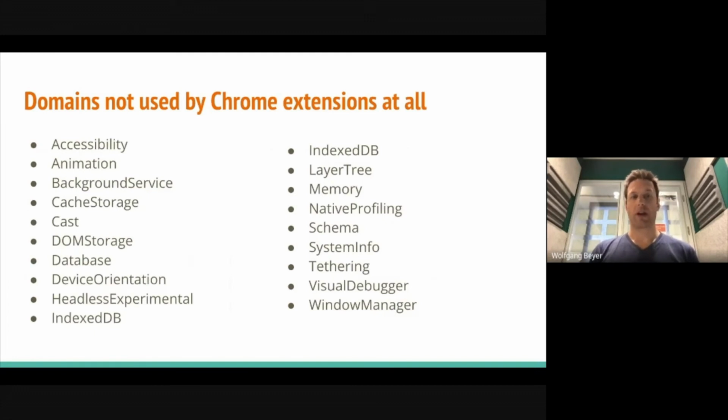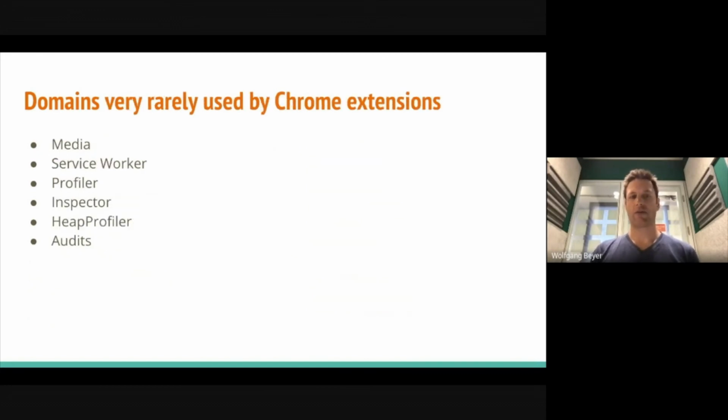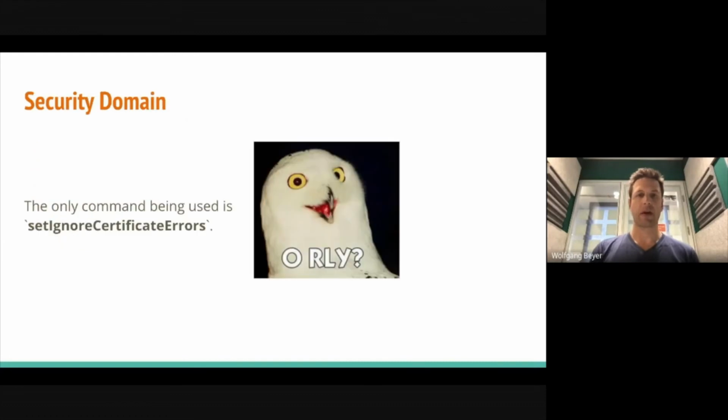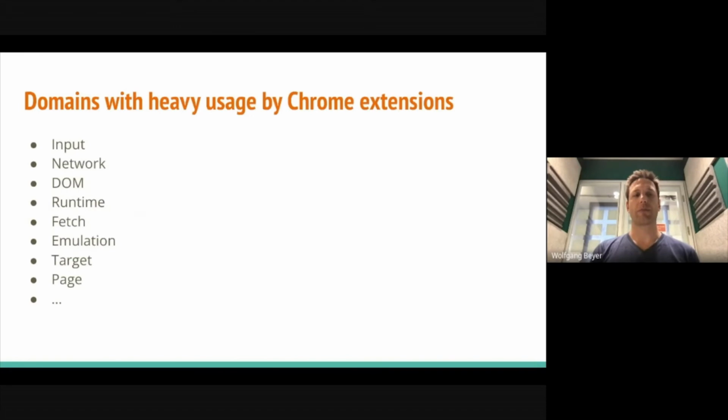Looking at the domain level and only at Chrome extensions, a bunch of CDP domains were not used by extensions at all. Next, we have a handful of domains which are used very rarely. We recorded less than 100 command calls per month for these domains. The usage of the security domain is interesting. The only command being used there is set ignore certificate errors, which does exactly what its name suggests. This seems suspicious and could potentially be abused by Chrome extensions. And finally, we have a bunch of domains with high usage numbers by Chrome extensions.